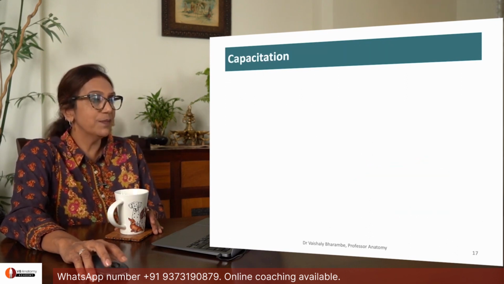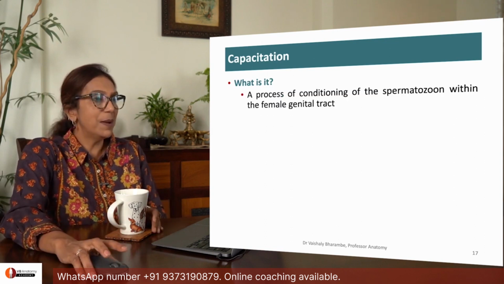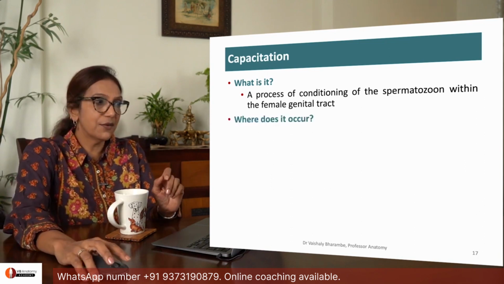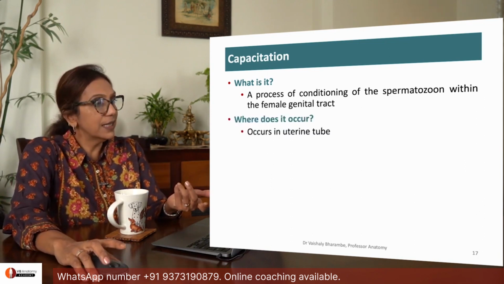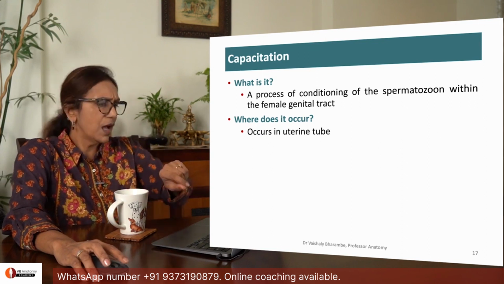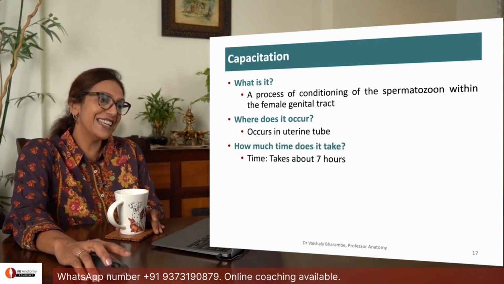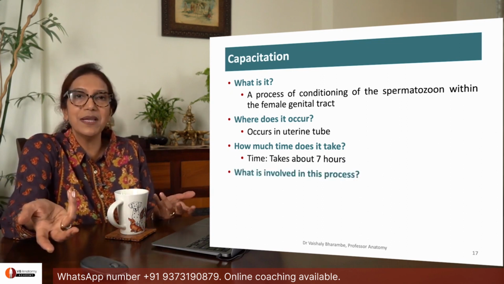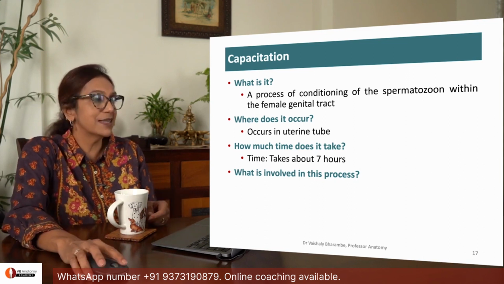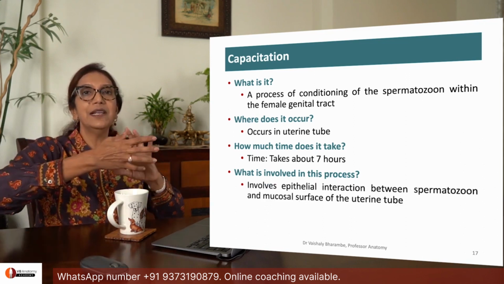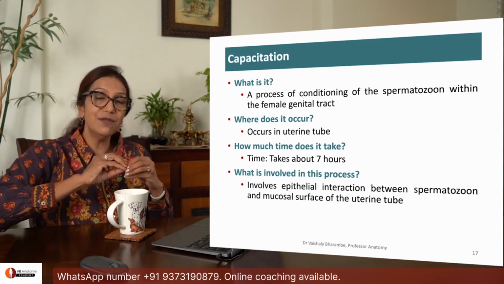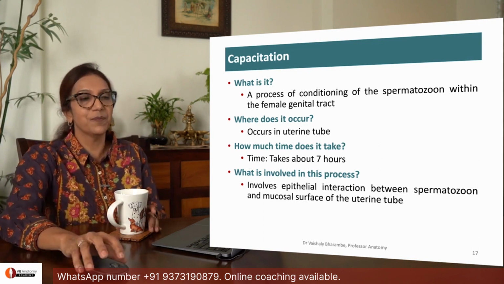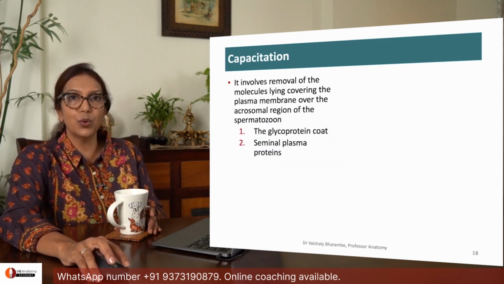Do prepare this well. What is capacitation? Capacitation is the conditioning of the spermatozoon in the female genital tract. Where does it occur? It occurs in the uterine tube. How much time does it take? It takes about 7 hours. And what is involved? What exactly happens in capacitation? Basically, there's an epithelial interaction between the mucosal folds of the fallopian tube and the spermatozoon itself. Let's take a look to understand what happens.